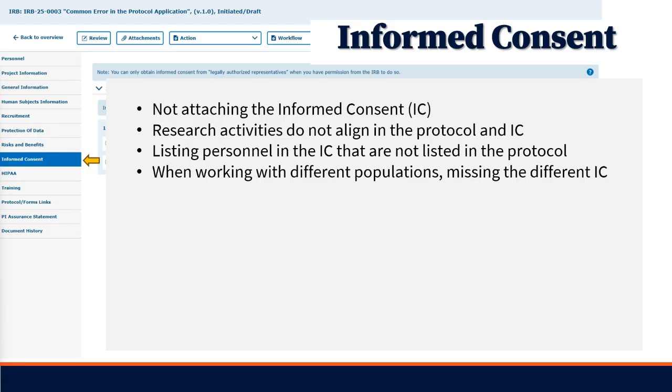In the Informed Consent tab, there are four most common errors. The first one is not attaching the informed consent. The second, research activities do not align in the protocol with the informed consent. The third one is listing personnel in the informed consent that are not listed in the protocol. And the last one, when working with different populations, missing the different IC for each population.